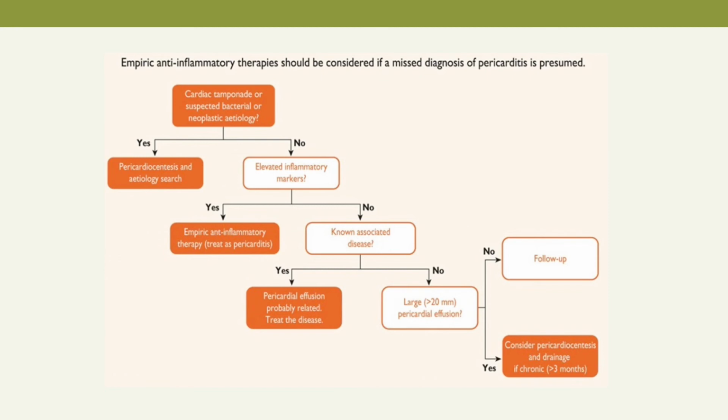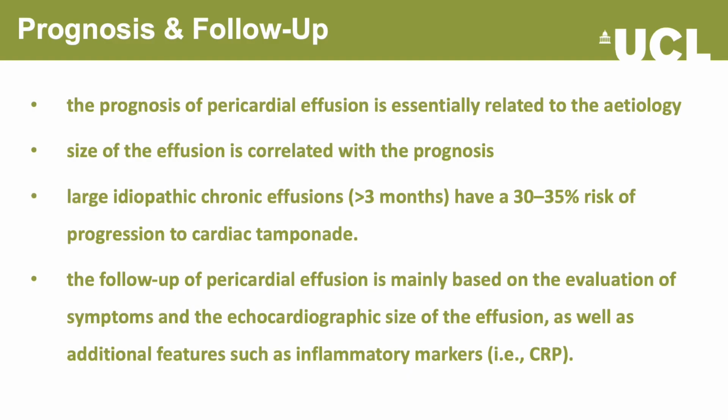Looking back now at our European Society of Cardiology guidance, you can see that if there's no evidence of cardiac tamponade and there's evidence of raised inflammatory markers, then you would treat with anti-inflammatory therapy. And then if there's no evidence of inflammatory markers, you would proceed as shown in the diagram. You'd be looking for associated diseases, and try to treat the disease. If not, you'd potentially consider pericardiocentesis and drainage. If the effusion is small, you consider just doing serial echoes.